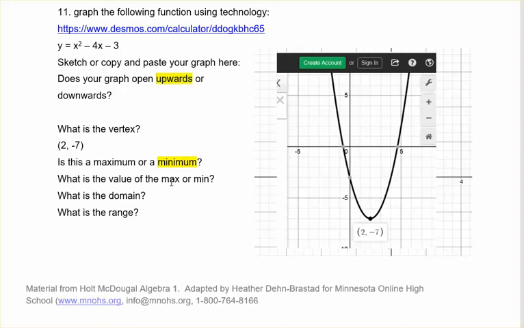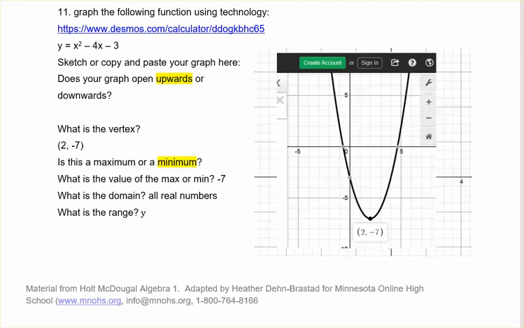What is the value of the max or min? This is the minimum value. It's the y value of the vertex. What is the domain? Unless there's some reason that it's not, this will always be all real numbers. Now the range. I know it's going to be y. Is it going to be less than or equal or greater than or equal to the y value of the vertex? In this case, it'll always be greater than.